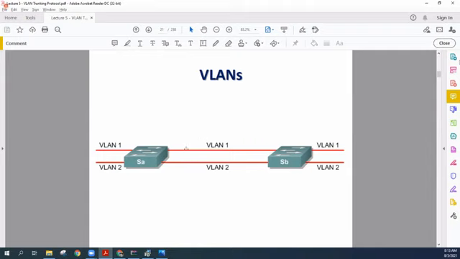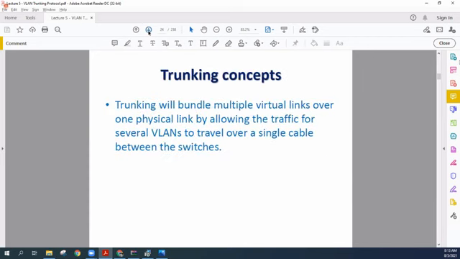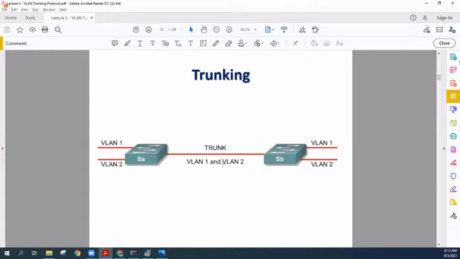Without trunking, we can do that in this manner. I think with trunking, it is like this. Without trunking is the previous way; with trunking, a trunk cable is there, and VLAN 1 and 2 are accommodated in this way. Right? Let's go back.